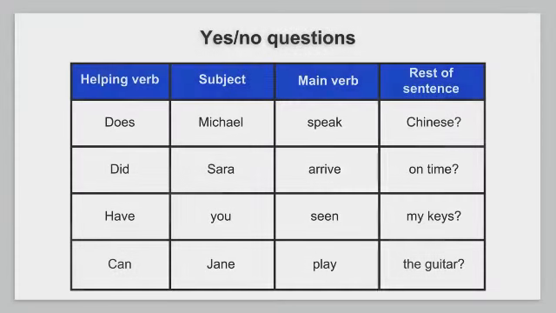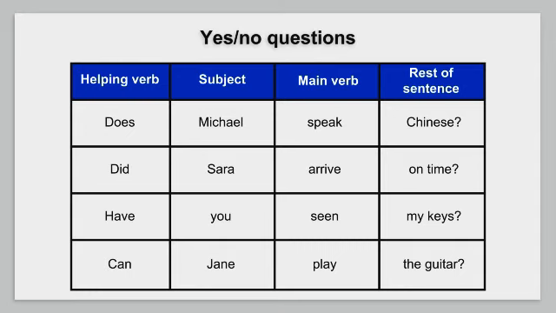Hi! In the next couple of lessons, we're going to talk about question formation. Let's start with yes or no questions. You can answer this type of question with a simple yes or no.